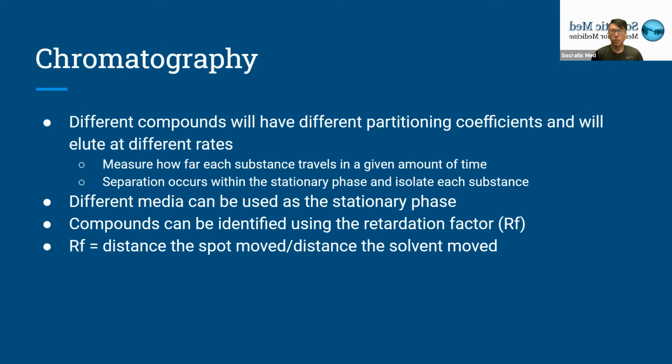If you use a polar stationary phase, the polar substances will stick to the stationary phase more and won't travel as far as the non-polar compounds. So the compounds can be identified using what is known as the retardation factor. You'll most likely see it as capital RF.